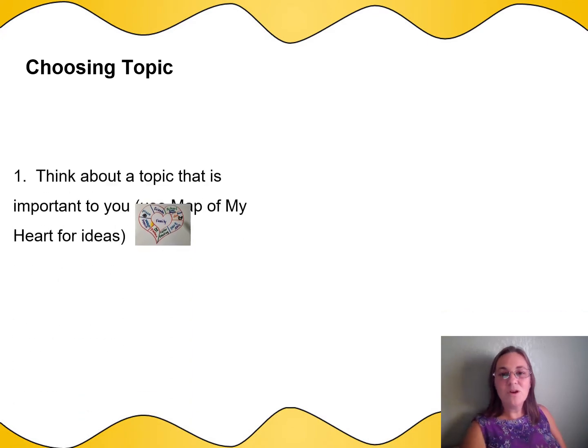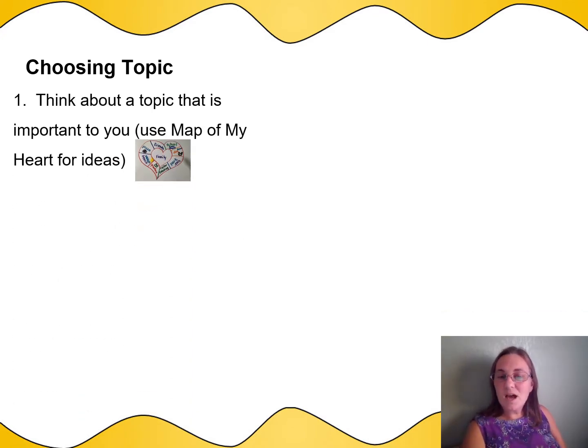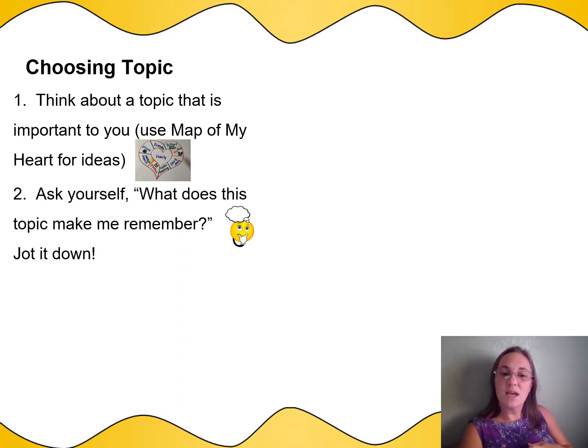Here they are. First, you want to think about a topic that is important to you. This is where your heart map comes in. You're going to look at the topics that are near and dear to your heart that you wrote on your heart map yesterday. You're going to pick one of those. Then you're going to think, what does this topic make me remember? So you can think about some stories about that topic that maybe you might want to share. And pick one of those and jot it down on your list.